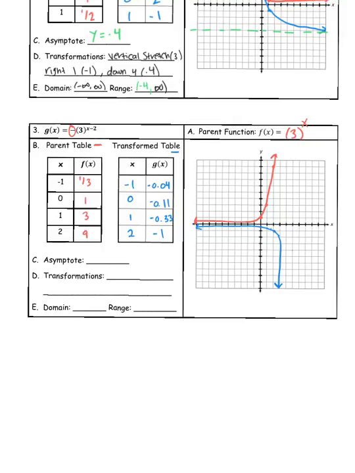My asymptote here is still at y equals 0, so it's still getting very, very close to that y value of 0. My transformations, I know that the negative sign in the front is causing me to reflect over the x-axis.